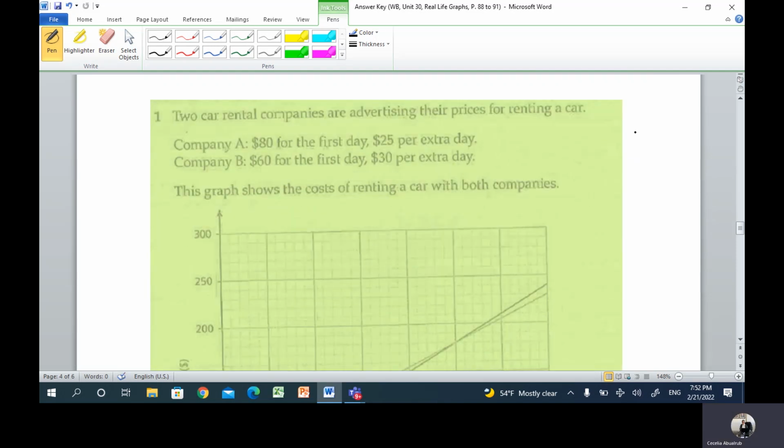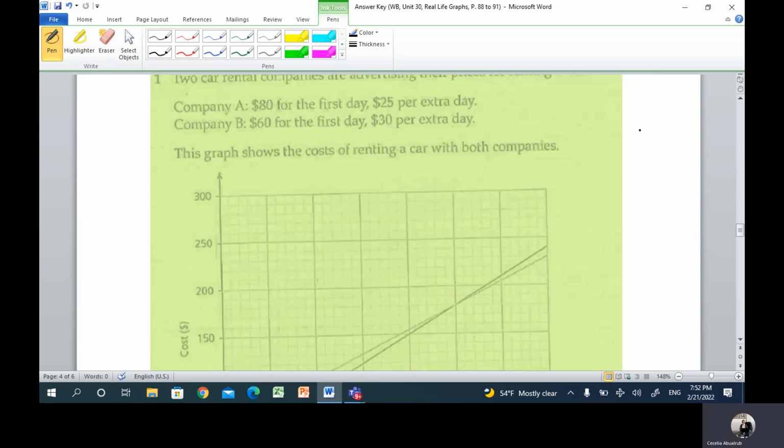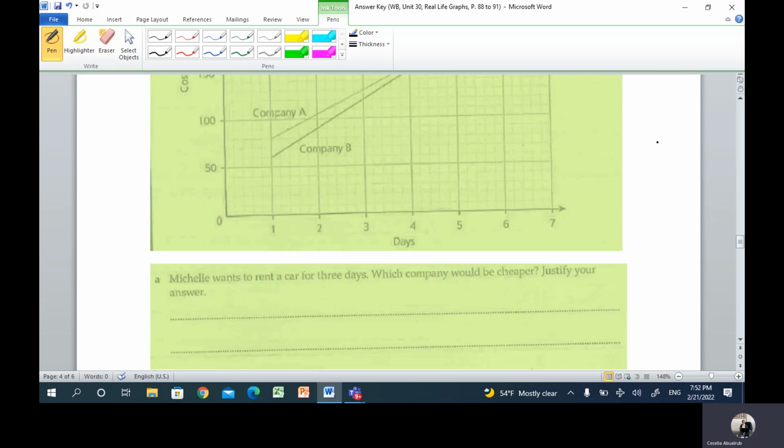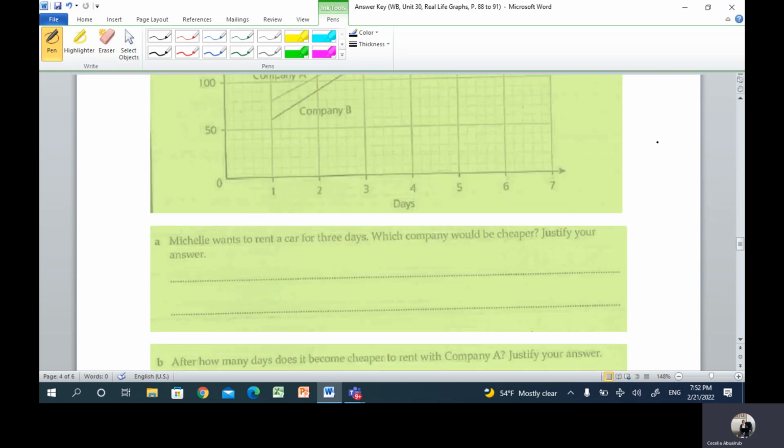Okay, 2 car rental companies are advertising their prices for renting a car. Company A, 80 for the first day and 25 for each extra day. Company B, $60 for the first day and 30 per extra day. And this is the graph of the two companies. Let's start with the first question. Michael wants to rent a car for 3 days.